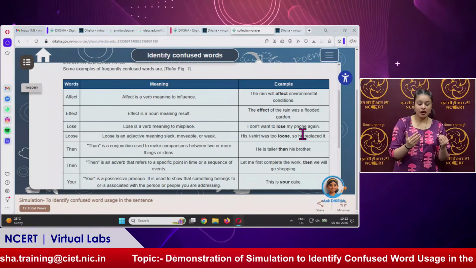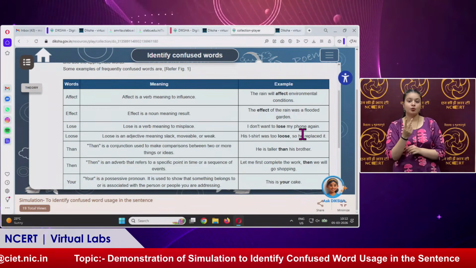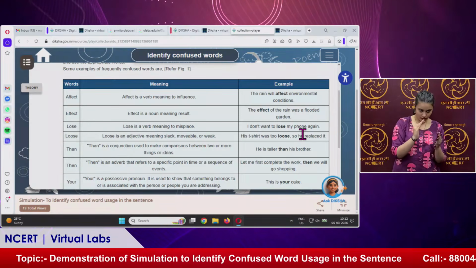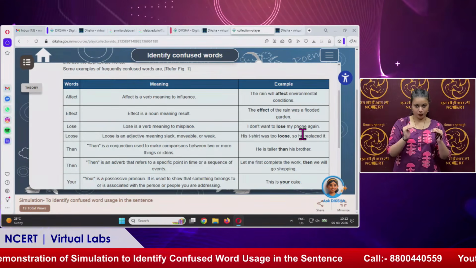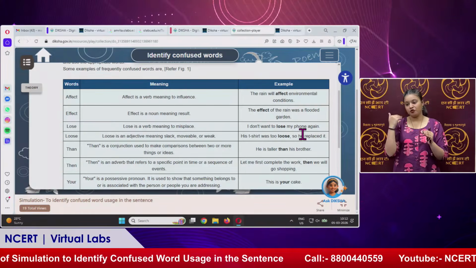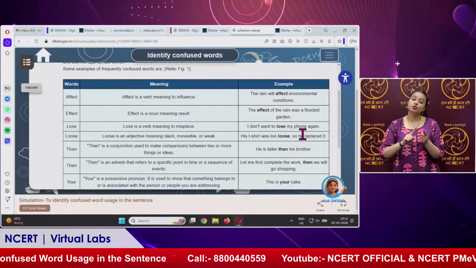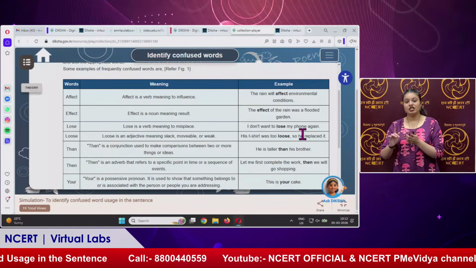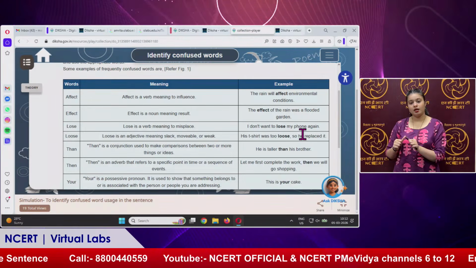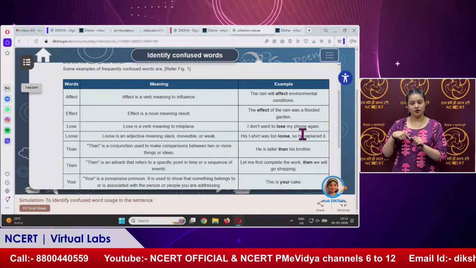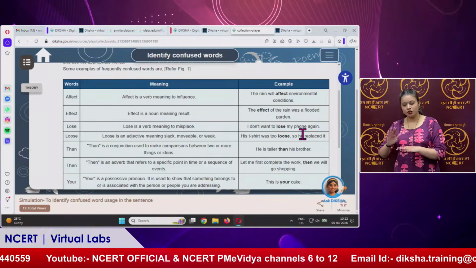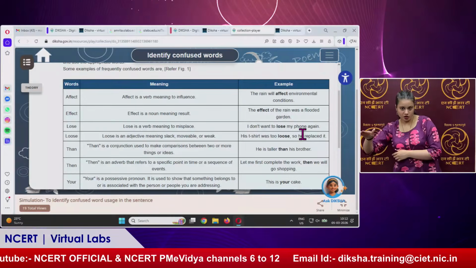So there are two ways to use than. One is direct comparison, taller than his brother, younger than his father, and so on, and then the no sooner and than comparison. Whereas then is an adverb, a time-based adverb, which everybody knows. Let me first complete the work, then we will go shopping. Now and then.